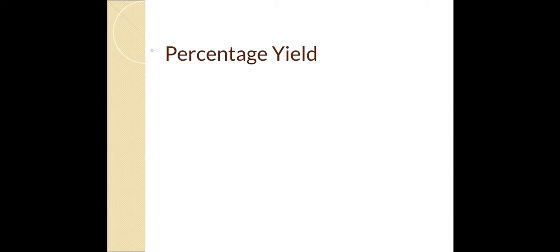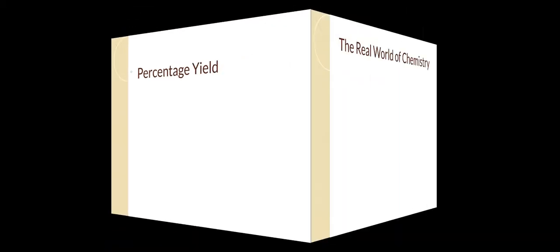Today's topic is going to kind of conclude this whole stoichiometric calculations, these big time choo-choo tracks. The concept's called percentage yield. And here's kind of where we have been and where we're going.